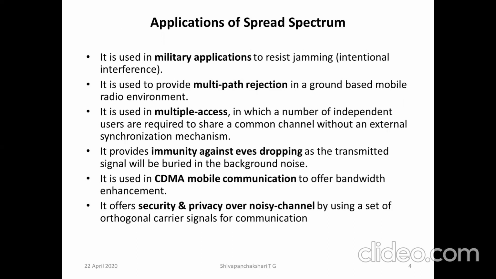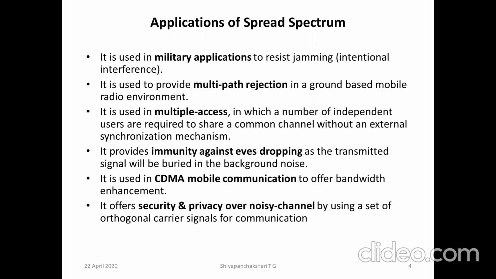Some of the applications of the spread spectrum. As I said already, it is used in military applications to resist jamming or to avoid jamming. And it is also used in multipath rejection. This is one of the problems encountered in indoor communication systems or indoor mobile communication systems, particularly in wireless communication systems, where the ground itself causes most of the reflection. The reflected signal causes a lot of distortion at the receiver. To avoid this multipath effect, spread spectrum can be used.